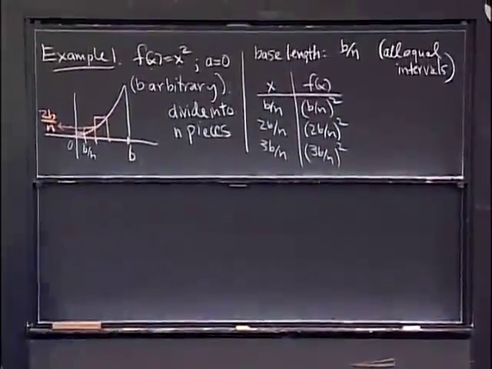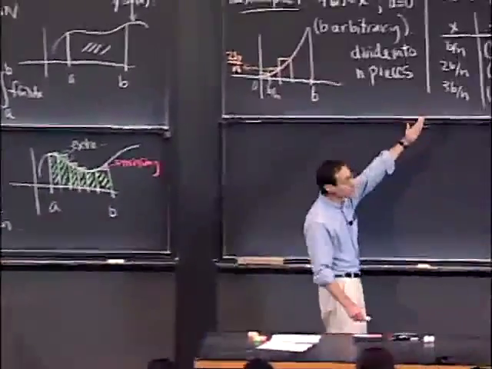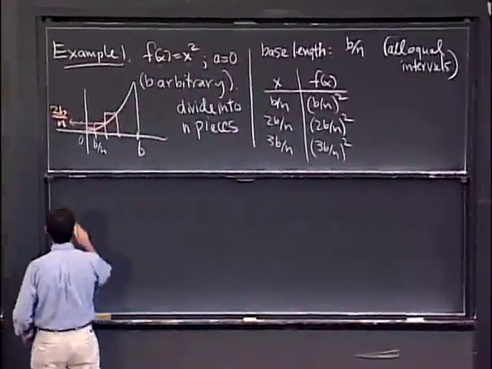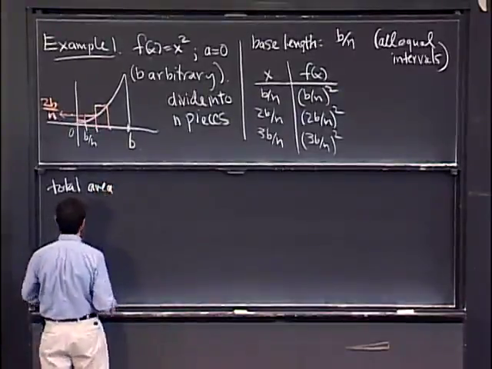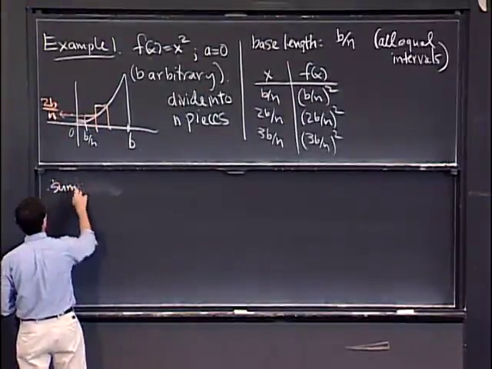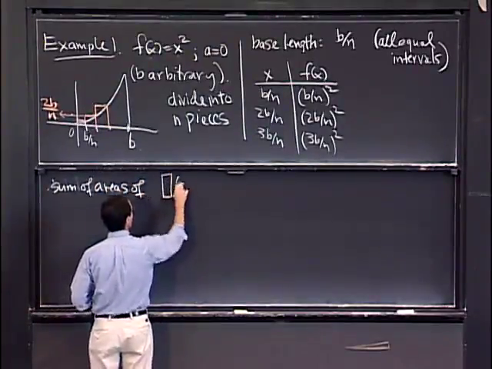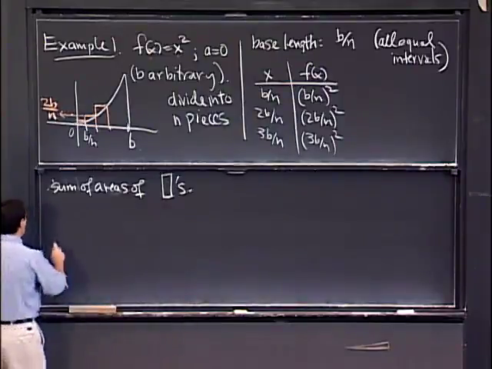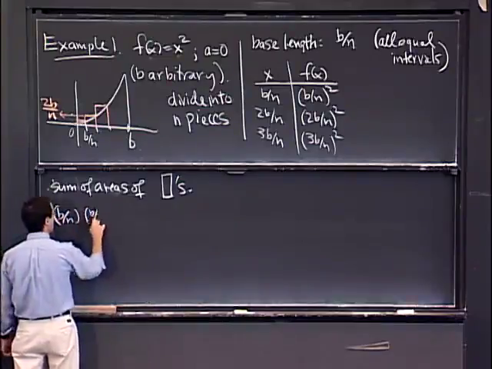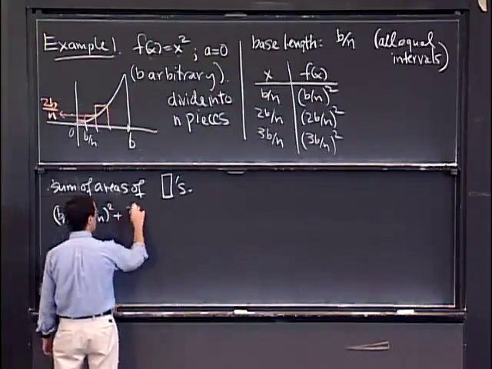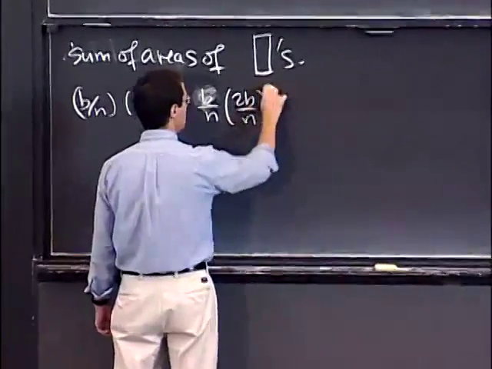Well, my next job is to add up these areas. And I've already prepared that by finding out what the base and the height is. So the total area, or the sum of the areas, let's say, of these rectangles is, well, the first one is b over n times b over n squared. The second one is b over n times 2b over n squared.